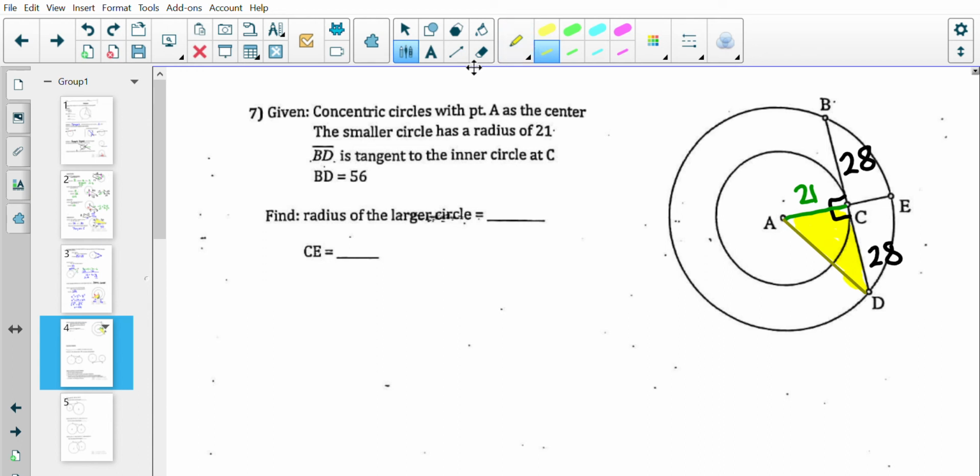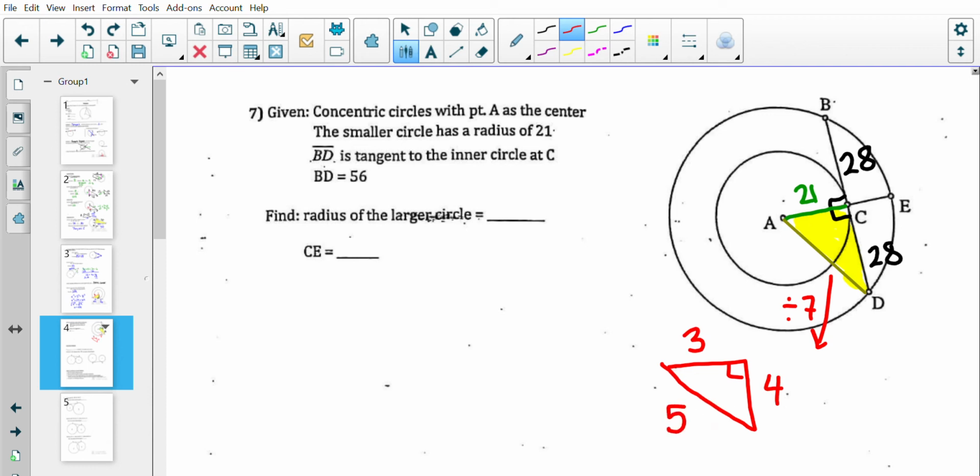So what am I going to do? I'm going to divide by 7, and I'm going to create a new smaller triangle. So we're going to have 3 and 4. This is a 3, 4, 5. Don't forget to multiply back by 7. So this will be 35. Find the radius of the larger triangle. It is 35. Now we want to find C to E.